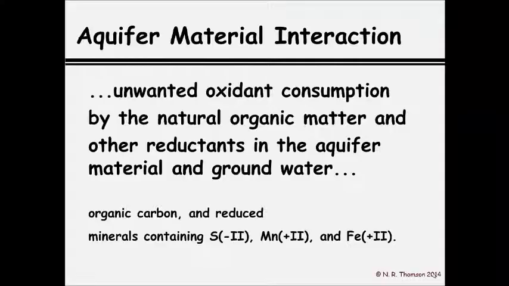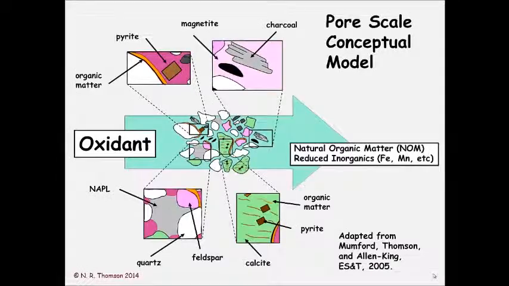Back to the next segment on in situ chemical oxidation. In this segment, I'll be speaking about aquifer material interactions. What is this? It's the unwanted oxidant consumption by the natural organic matter and other reductants present in the aquifer material and the associated groundwater, such things as organic carbon and reduced minerals containing sulfur, manganese, and iron.